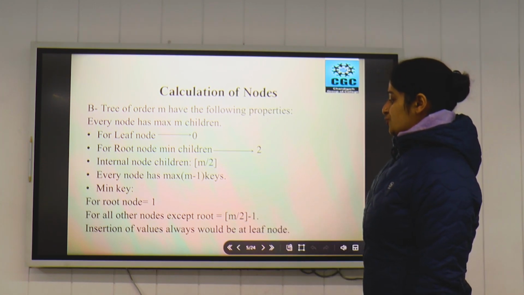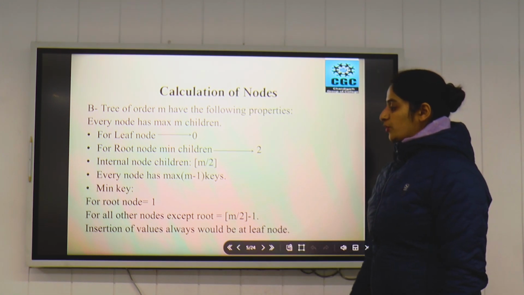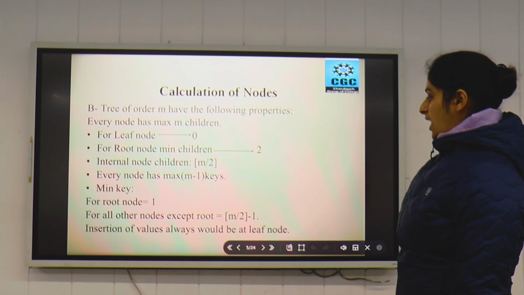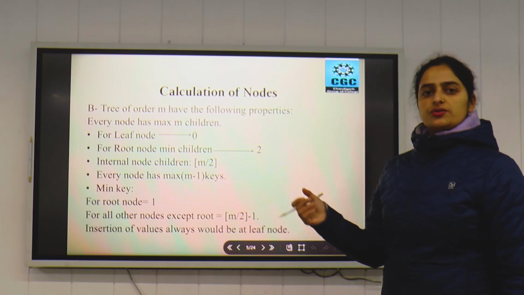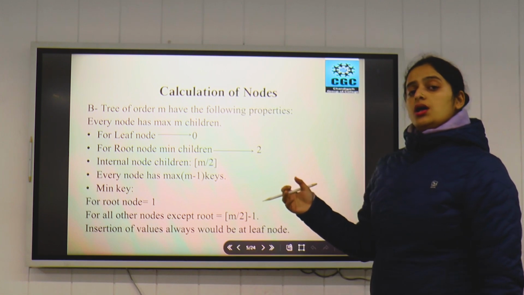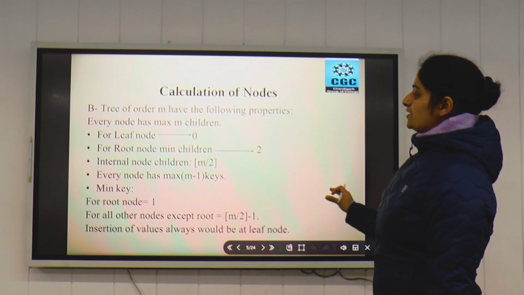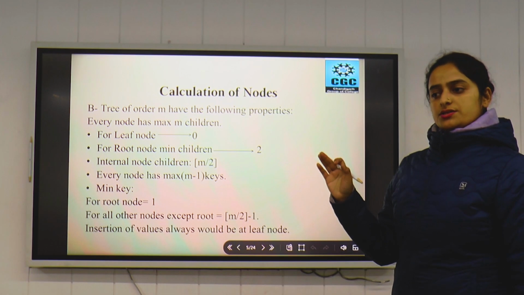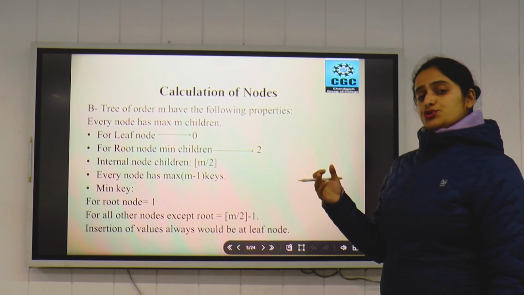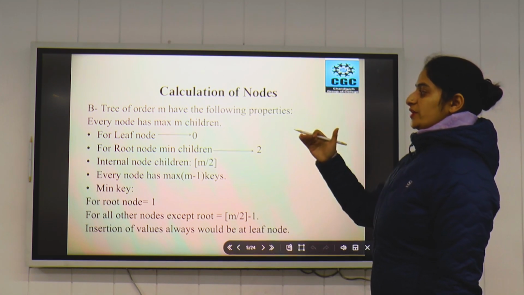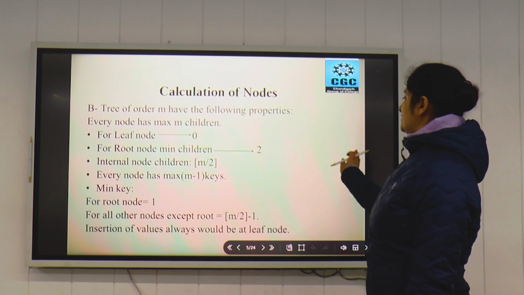Now, insertion of values is always at the leaf node. This is a very important point to understand: if I would like to insert a data element in this B tree data structure, I have to follow the insertion from the leaf node. But when I visualize the approach of my data structure, from the root node I have to check the alignment up till the leaf node, and the insertion occurs at the leaf node.